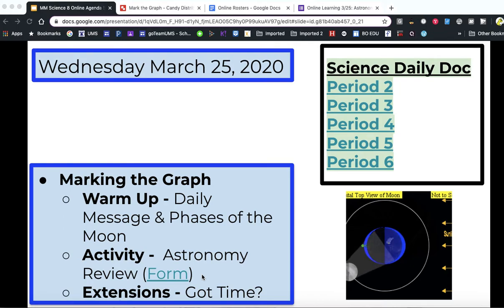And the full 30 minutes should be spent on the warm up and the activity, but many of you move at different paces. So the extension is there for you to use the 30 minutes to best prepare yourself for high school and moving forward.